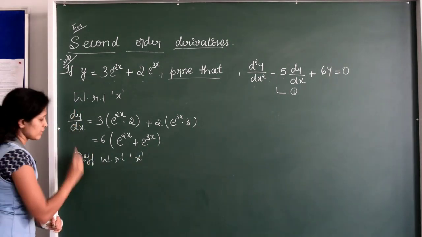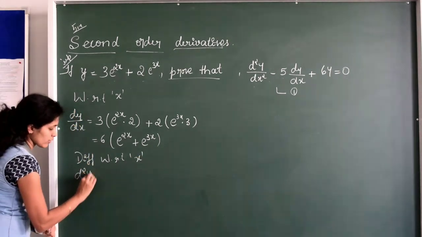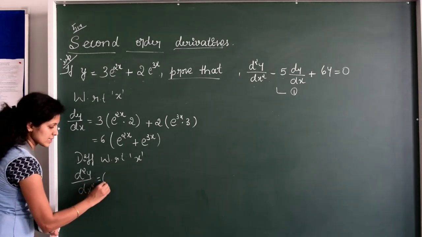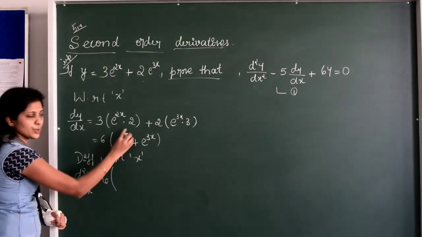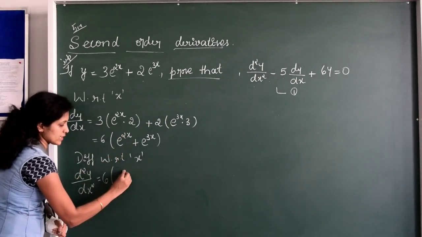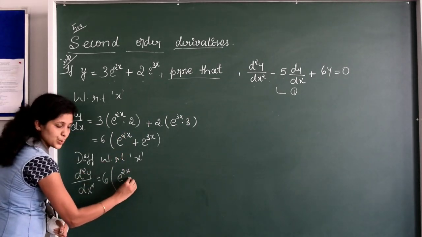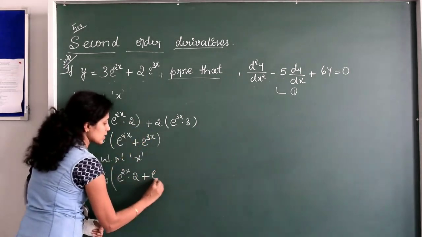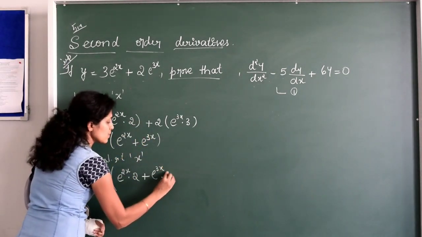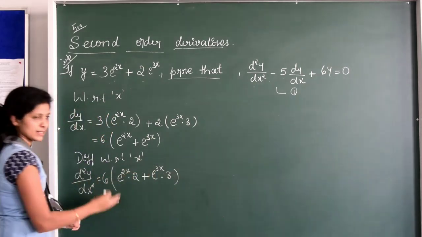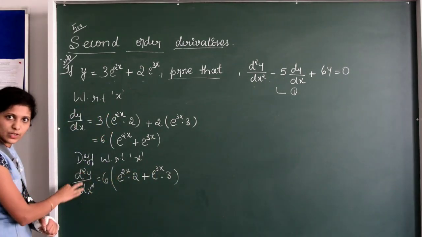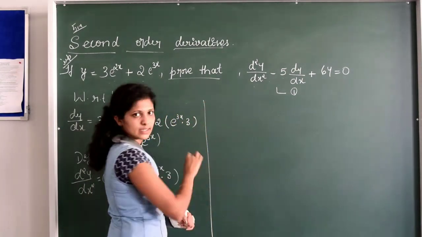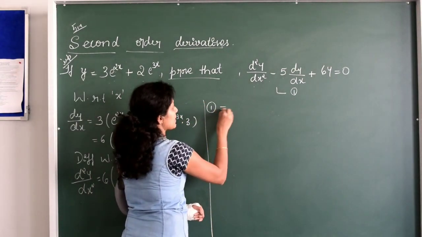So the derivative of dy by dx will be d square y by dx square is equal to, I write 6 as it is, into the derivative of e to the power 2x, it is e to the power 2x into 2, plus the derivative of e to the power 3x, it is e to the power 3x into 3. If you want you can multiply this or else you keep as it is, this is d square y by dx square.